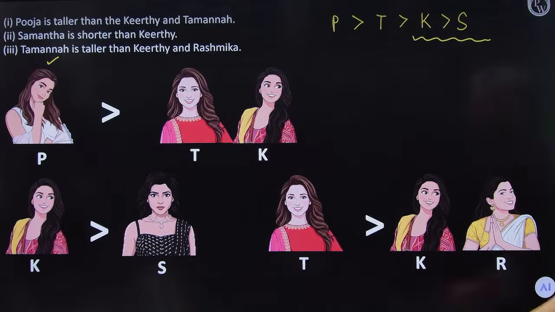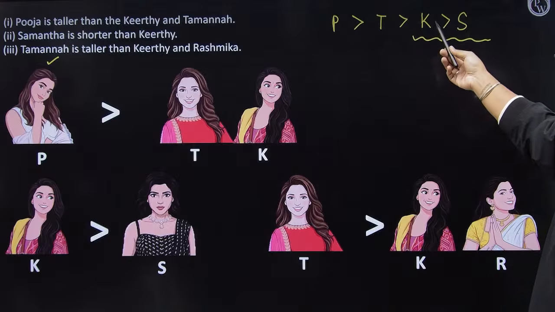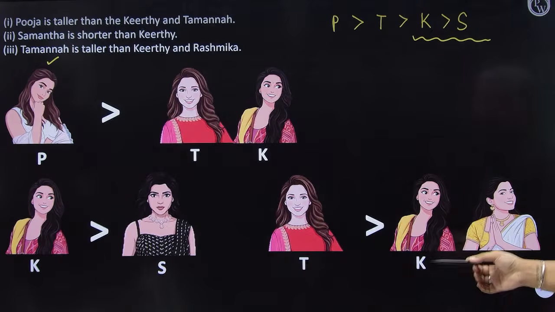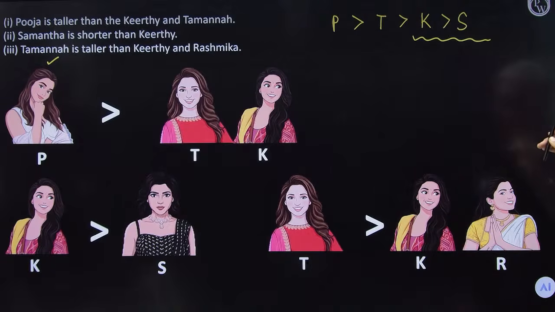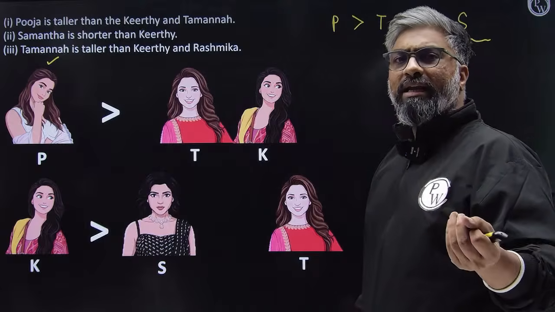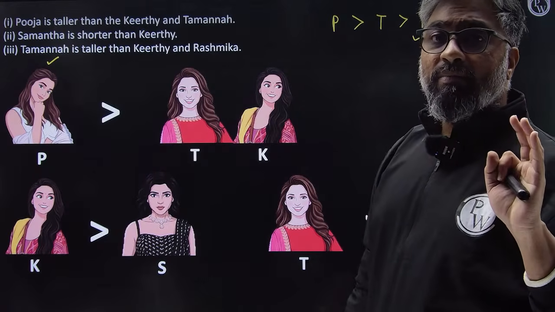Yes or no, folks? So I have Pooja taller than Tamanna, Tamanna taller than Kirti, Kirti taller than Samantha. I do not know the link between Rashmika and Kirti. I do not have the link between Rashmika and Samantha. So what will we have? We would technically end up having 3 cases. Yes or no? We would technically end up having 3 cases.